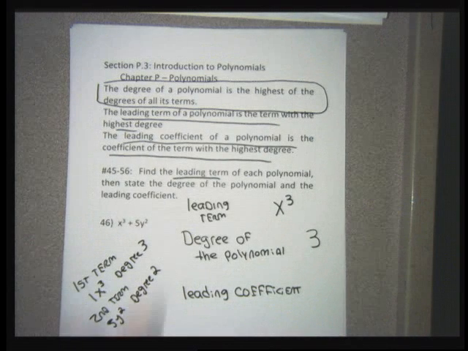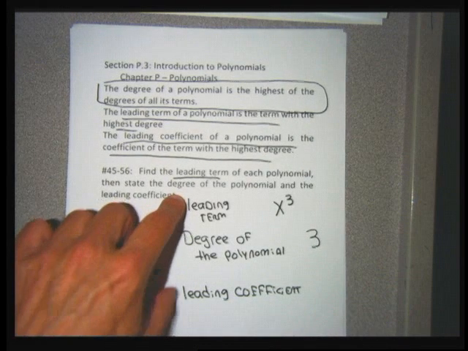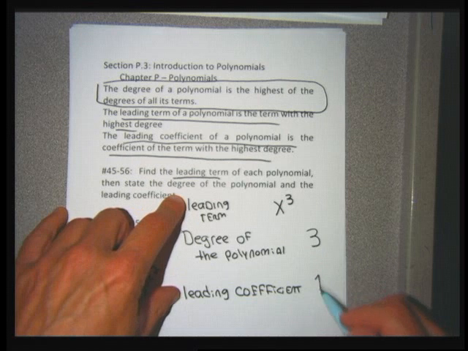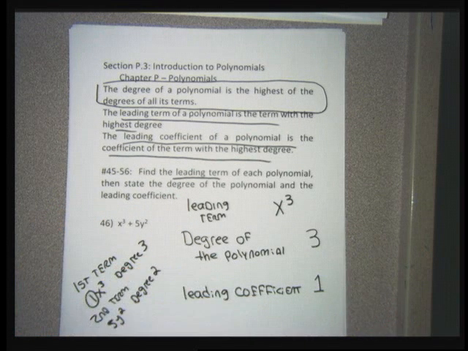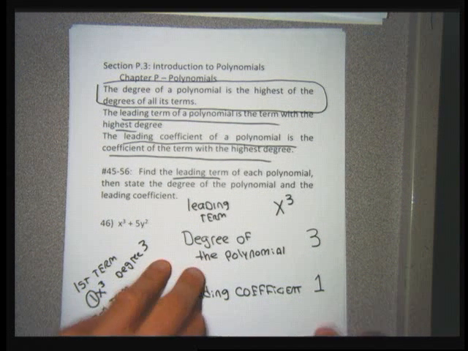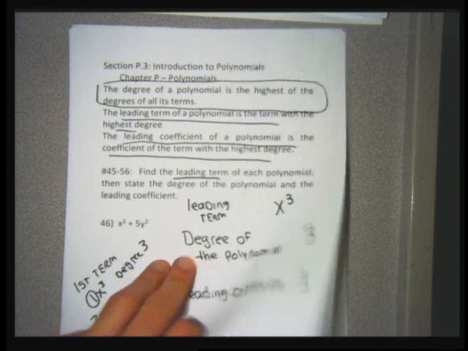So the leading term is the term with the highest degree. The leading coefficient is the coefficient of this term, and that term, because it doesn't have a number in front of it, has an implied 1. So the leading coefficient is going to be 1 for this particular polynomial. That's all the definitions and everything kind of jumbled in one problem. So hopefully as I do more problems, it will start to make sense if it didn't in one problem.